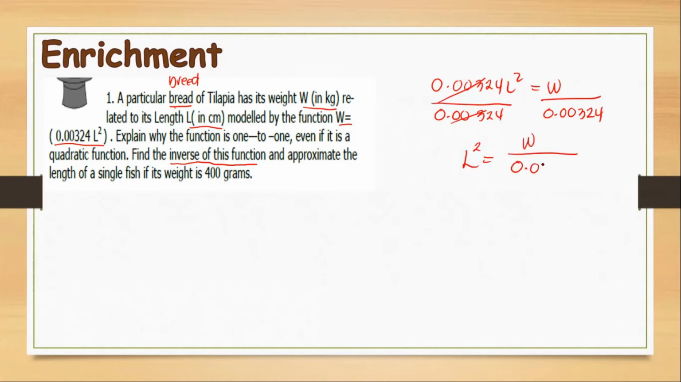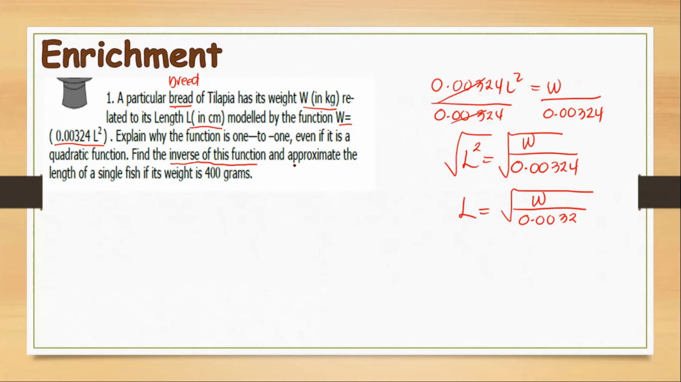0.00324. And to find the value of L, that is L equals the square root of W over the constant, which is 0.00324. And this is the inverse of the weight. Okay? Don't get it wrong. The length is the inverse of its weight.